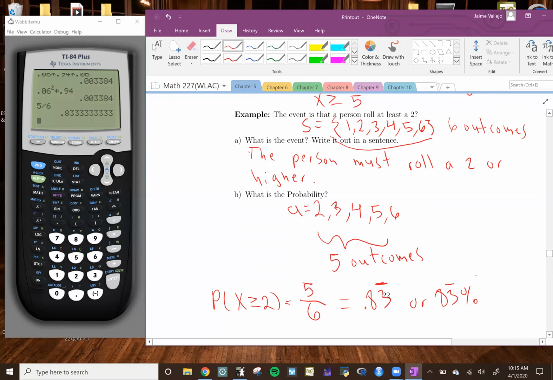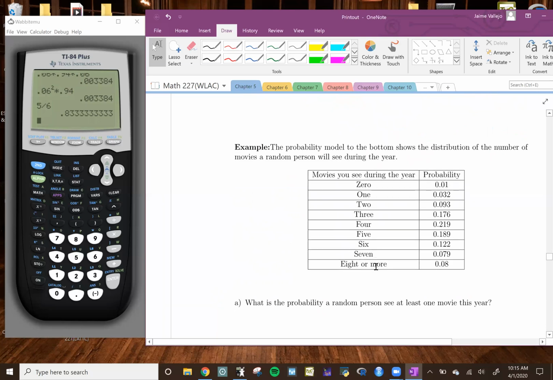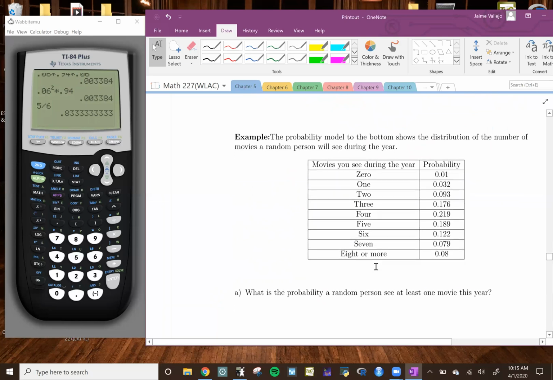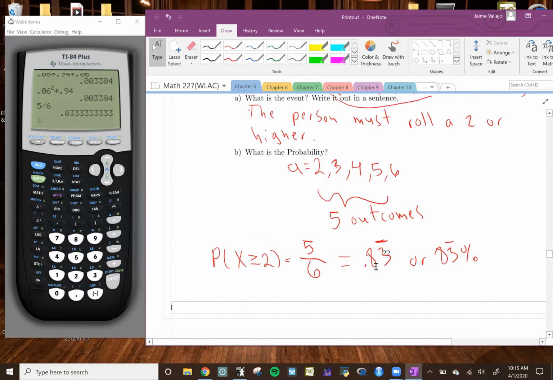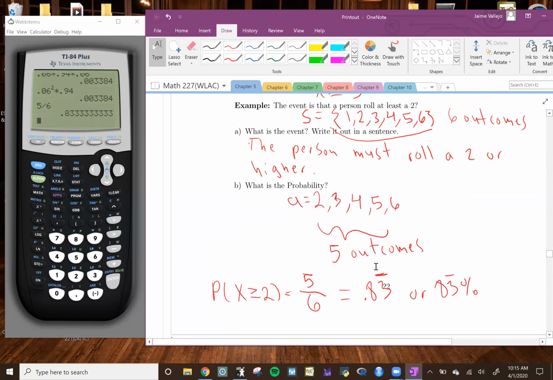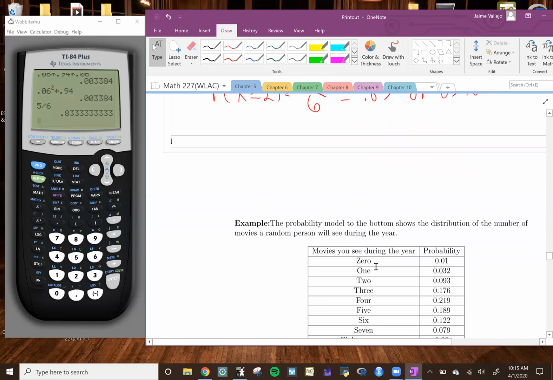Cool. All right, and that's it for that first "at least" problem. Any questions for that first problem? All right, let's scroll on down. Oh, okay, 83%. I thought it was 0.83%. Okay, never mind, I figured it out. Perfect.